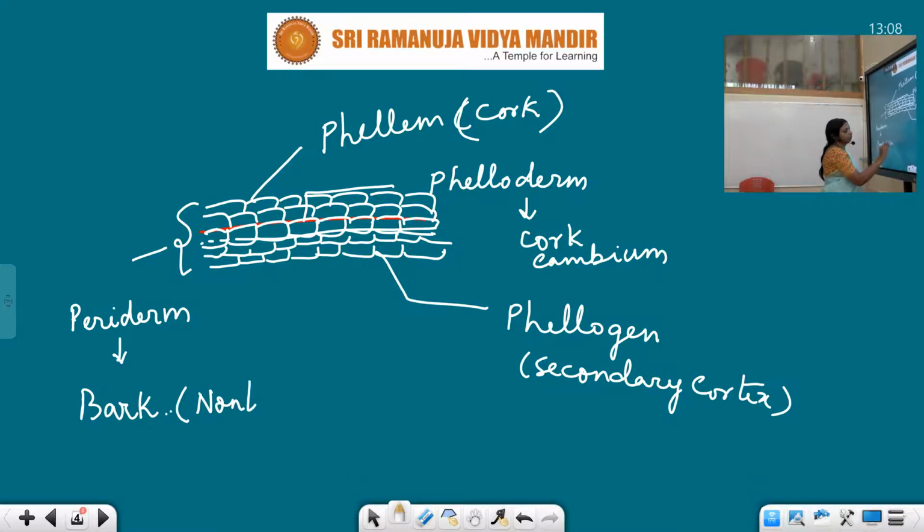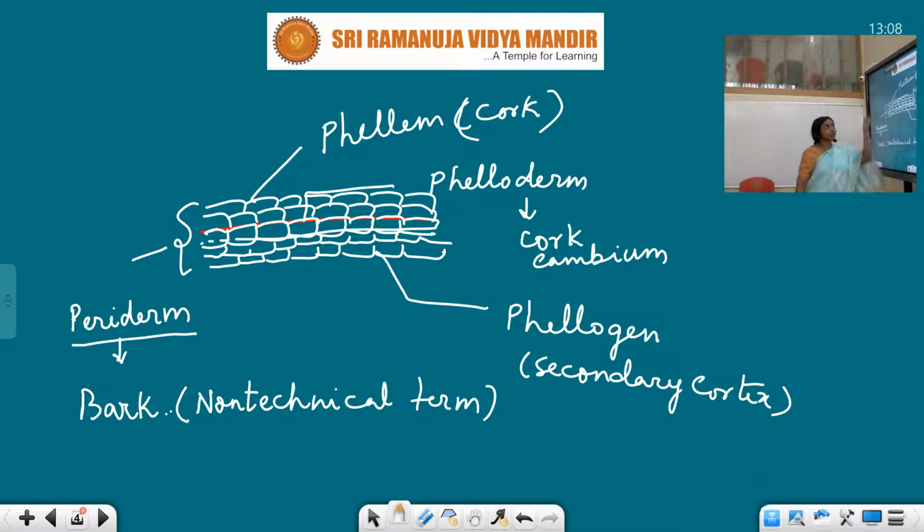Bark is a non-technical term. But we all know what bark is, the outer side of the stem or root. The dicot stem or monocot stem, especially in dicot stem, bark is present. The technical term for this bark is periderm. So, how is periderm formed? Phellem, phelloderm and phellogen. These three collectively form periderm.